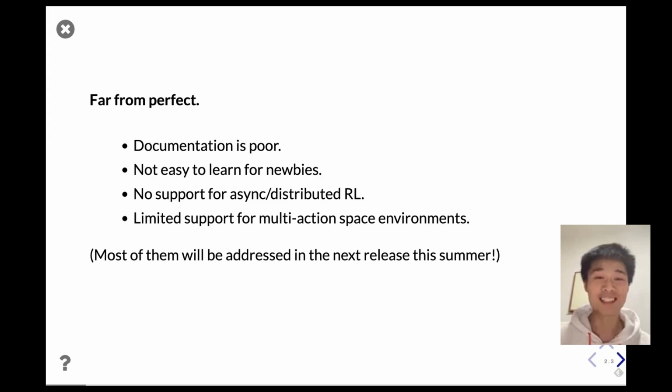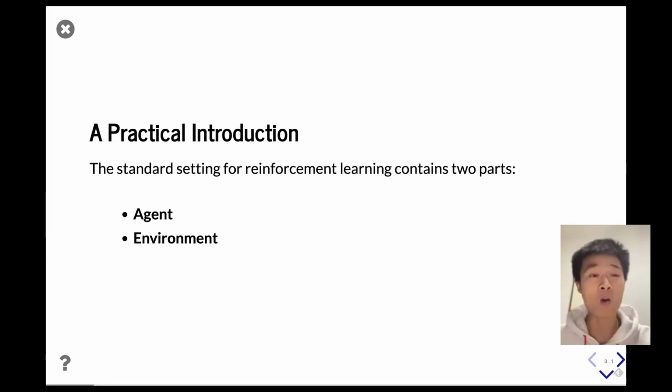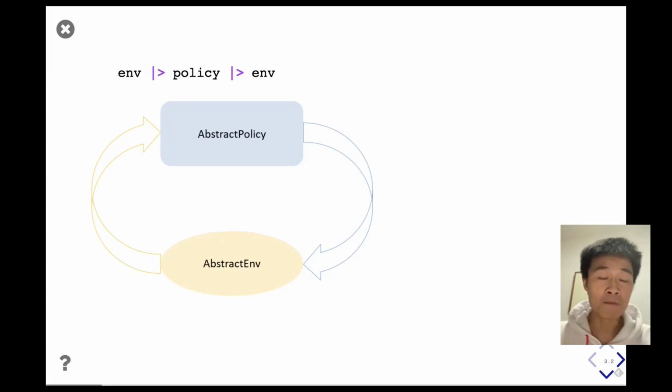So just hold on. Now, getting back to our topic today, a practical introduction. The standard setting for reinforcement learning contains two parts: the agent and the environment. If we would like to express the whole pipeline in Julia code, we can use the pipeline operator, so that the environment passes to the policy, and the policy observes the necessary information from the environment. Then it generates an action and passes the action to the environment. So this is the whole loop.